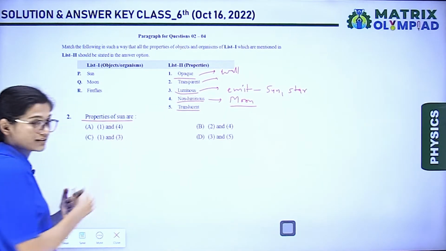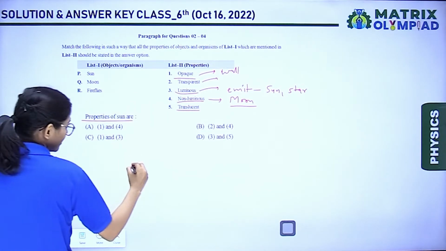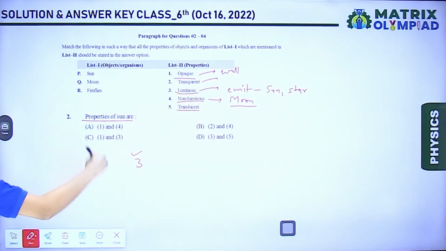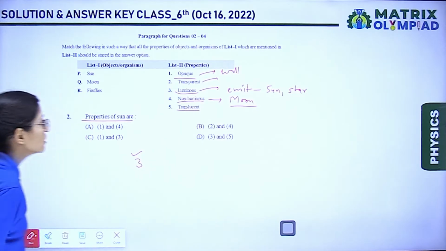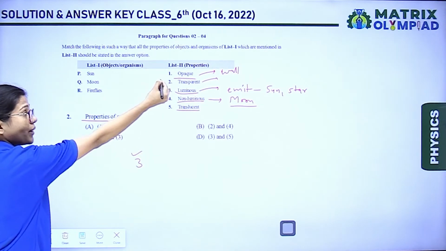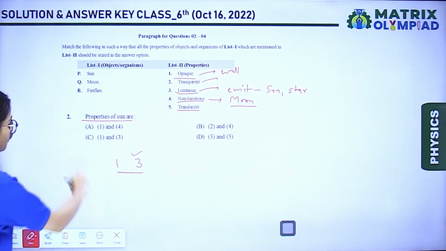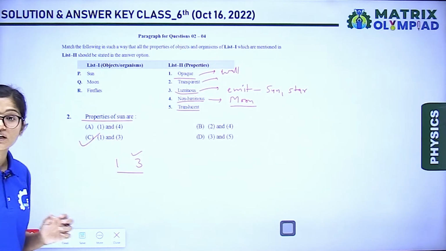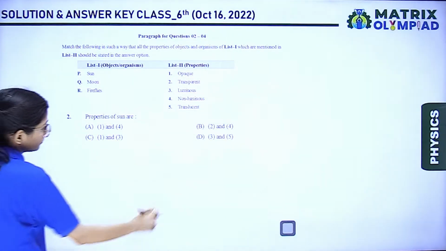Okay, let's see. In question number two, we have to tell the properties of the sun. The sun has its own light, so is it a luminous source or non-luminous? It is a luminous source. For the sun, luminous will be correct. And if I'm talking about opaque, transparent and translucent, the sun is an opaque object. So for that, first and third are matched. Which option is that? That is option C. For our second question, option C will be the correct answer.